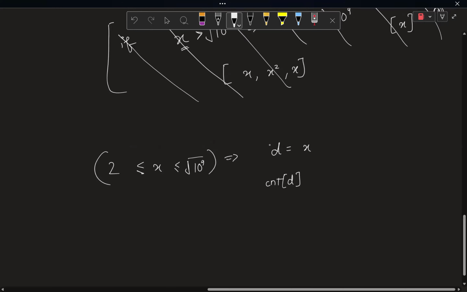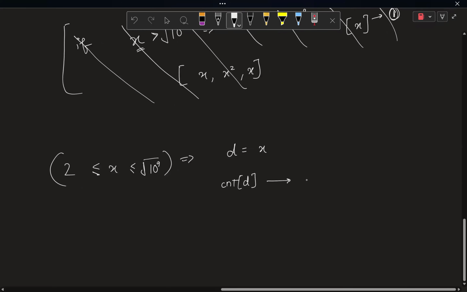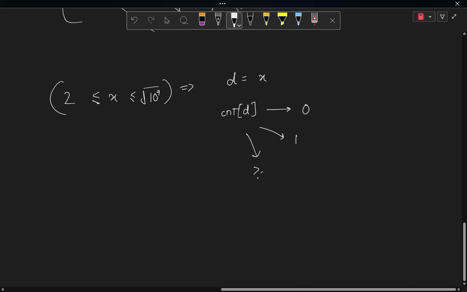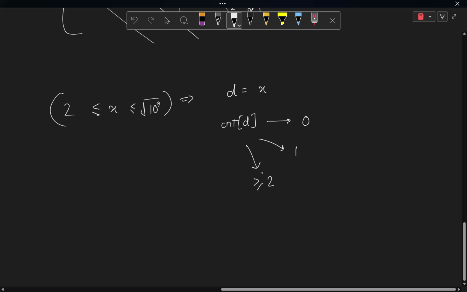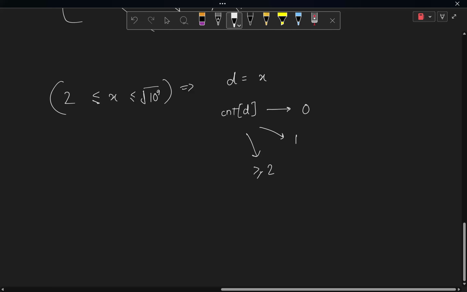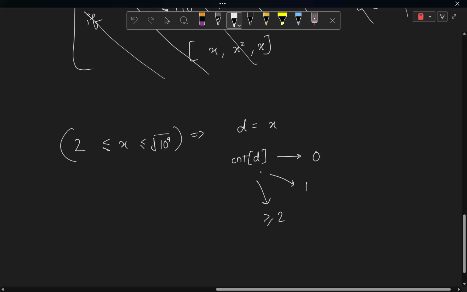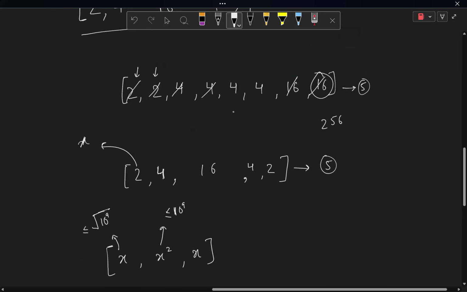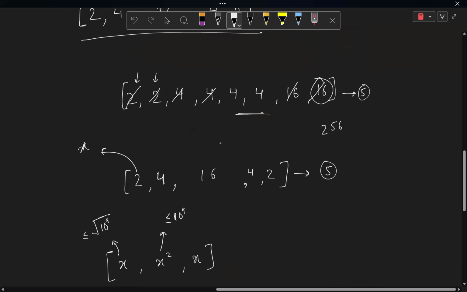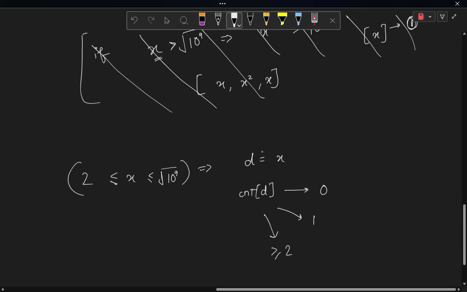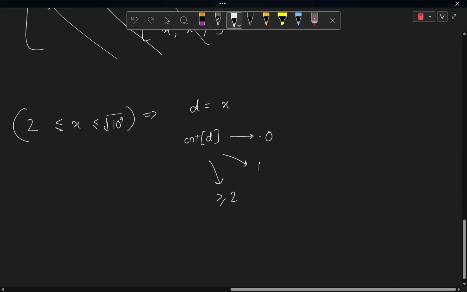There can be three possibilities. Its frequency is equal to 0, its frequency is equal to 1, or its frequency is greater than or equal to 2. If you remember, it doesn't matter how much it is once it is greater than or equal to 2, because even if it is more than 2, it doesn't really create an inference like this example.